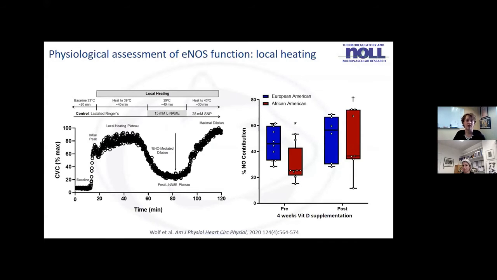In a study that was recently published by Tony Wolfe here at Penn State, he looked at 4 weeks of vitamin D supplementation in white and black participants, and pre-vitamin D supplementation saw an impaired NO-dependent dilation, and post-vitamin D supplementation saw a restoration of nitric oxide dependent vasodilation.